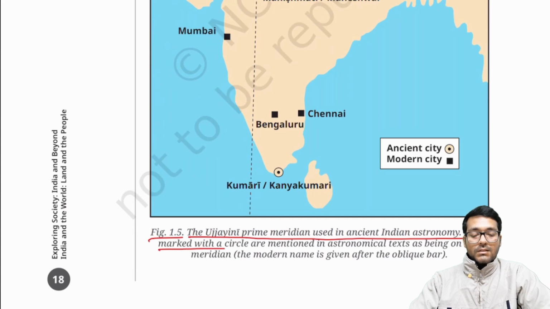Cities marked with a circle are mentioned in astronomical texts as being on this meridian. The modern name is given after the oblique bar. Ancient city shown using circle, modern city shown using square.